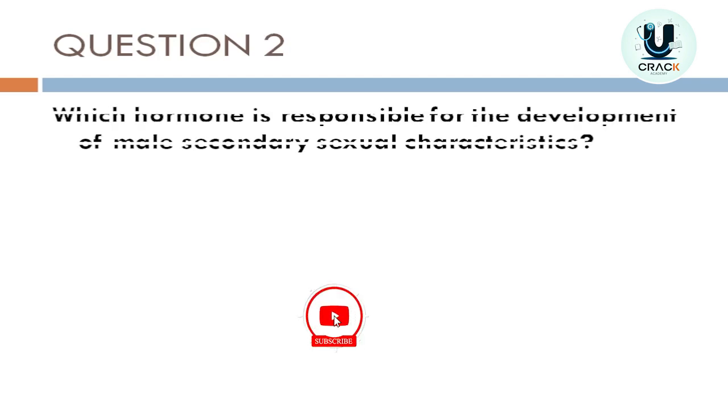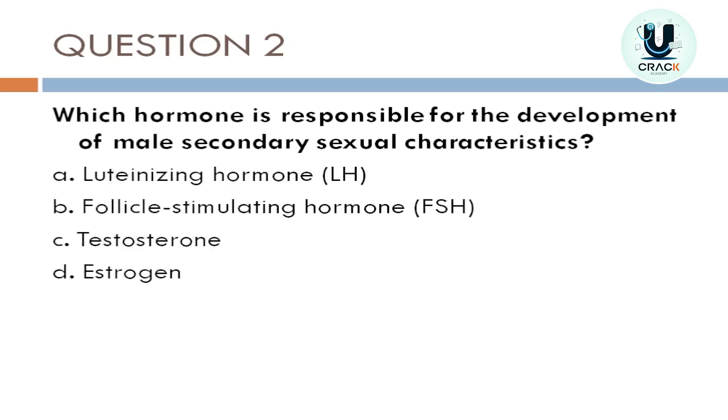Question number 2. Which hormone is responsible for the development of male secondary sexual characteristics? A. Luteinizing hormone, B. Follicle stimulating hormone, C. Testosterone, D. Estrogen. Answer: testosterone.